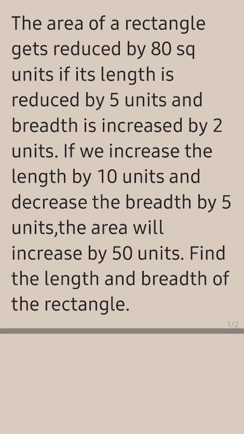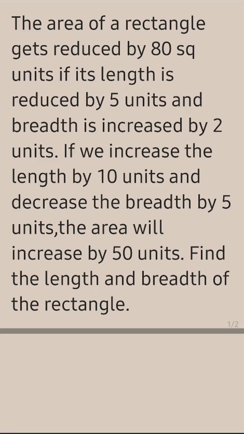So here, the area of a rectangle gets reduced by 80 square units if its length is reduced by 5 units and breadth is increased by 2 units. This is one statement. Second, if we increase the length by 10 units and decrease the breadth by 5 units, then the area will increase by 50 units. Then find the length and breadth of the rectangle. So here, what is x, what is y? The unknown things we have to take as x and y.